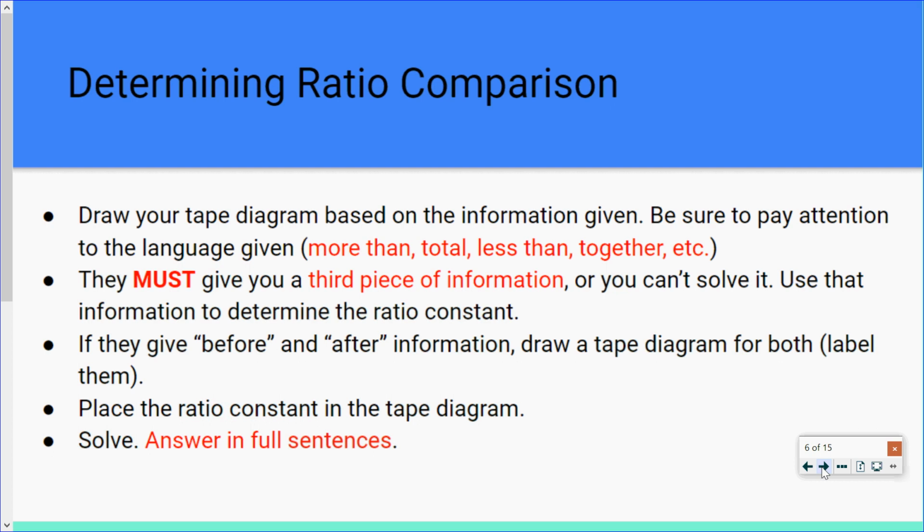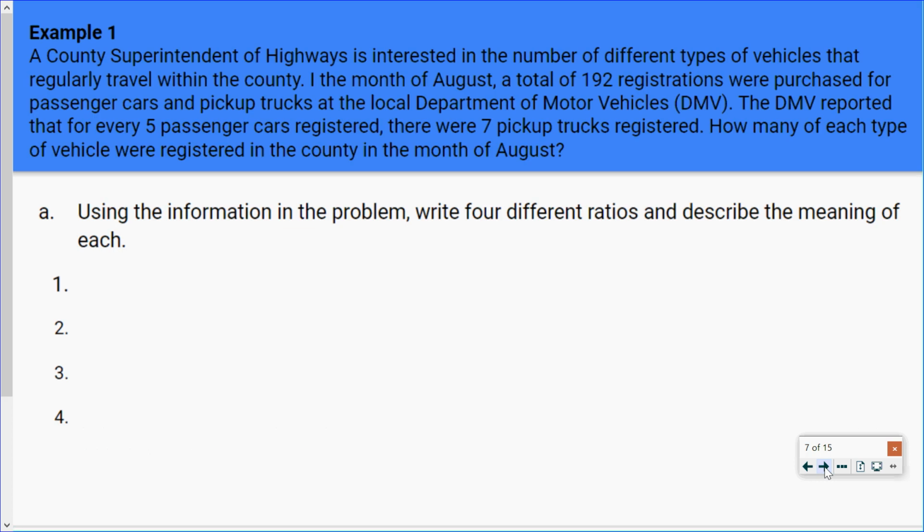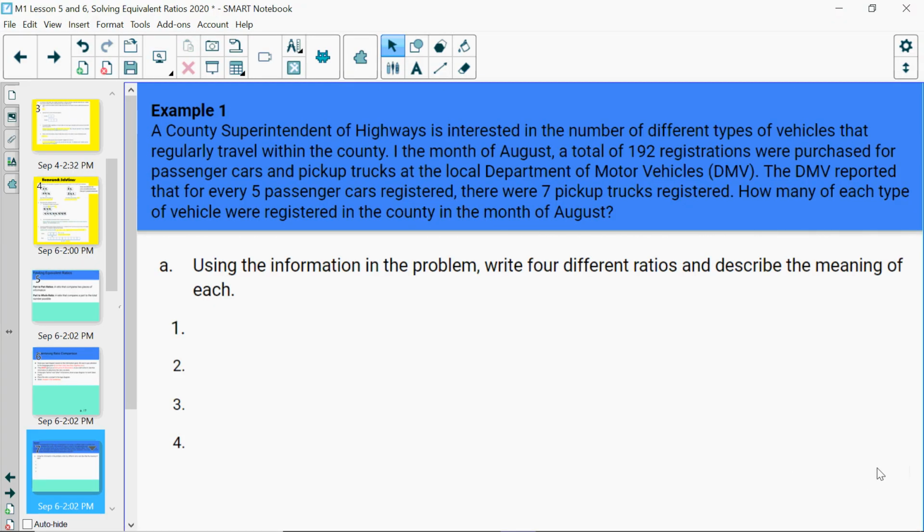Once you've solved, make sure you answer in full sentences, guys. We're dealing with word problems. You always answer a word problem in a full sentence. Any questions on this? Okay? So go ahead and turn in your modules to page 16. Actually, it's hidden right now. Just like this. It'll be down here.